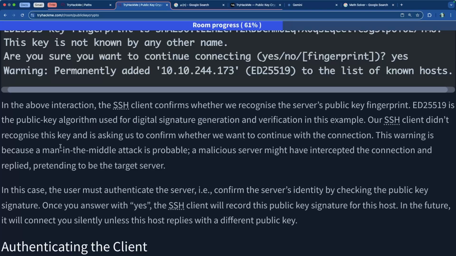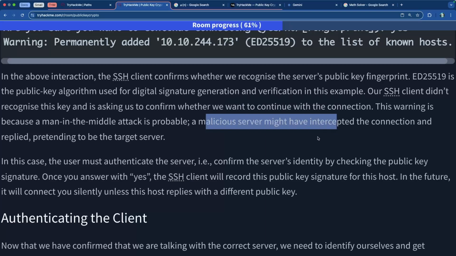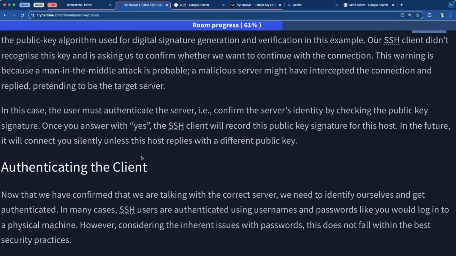Our SSH client didn't recognize the key and is asking us to confirm whether we want to continue with the connection. The warning is because a man-in-the-middle attack is probable. A malicious server might have intercepted the connection and replied, pretending to be the target server. And if you don't recognize this public key, then for the most part, that means there could be a possibility that you're talking to a malicious server.